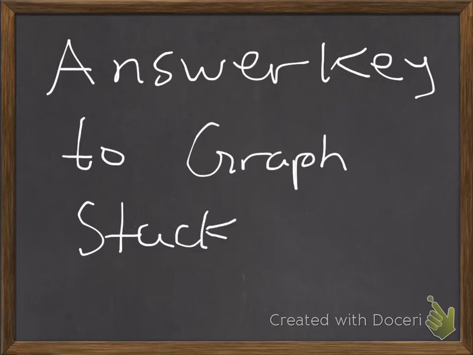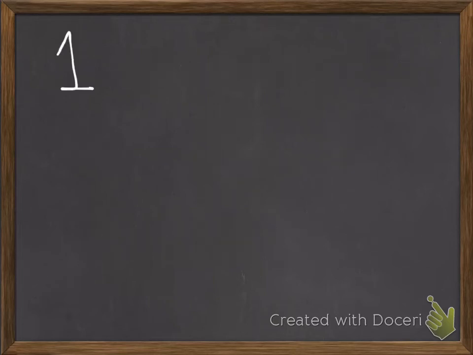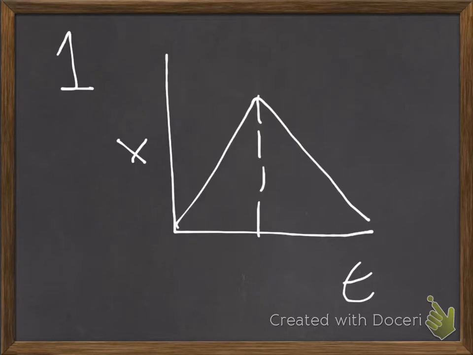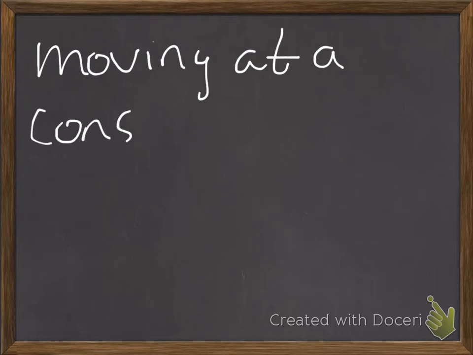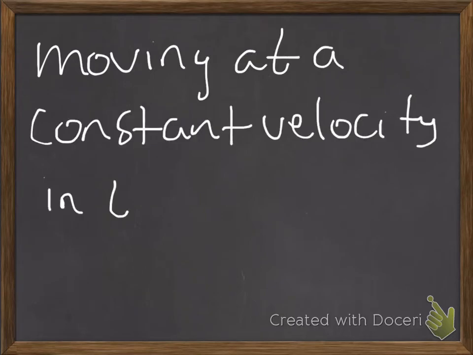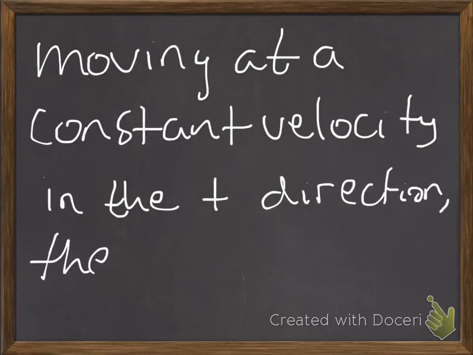Okay, here's the answer key to the graph stacking worksheet that you guys did today to help you for your quiz. Alright, let's go right into it. Question 1. We have a graph that looks like this, and it's a slope going up and then a slope going down. To describe this motion, it always helps to describe it in words to make the rest of it make sense. So we were moving at a constant velocity to the right, or in the positive direction.